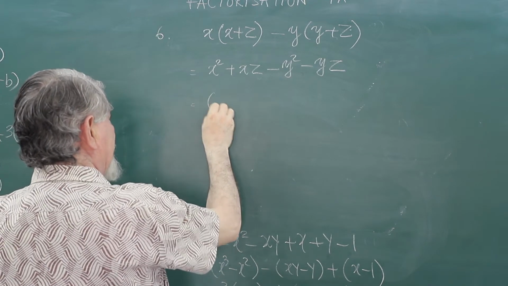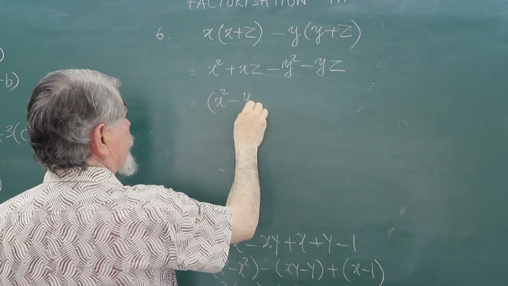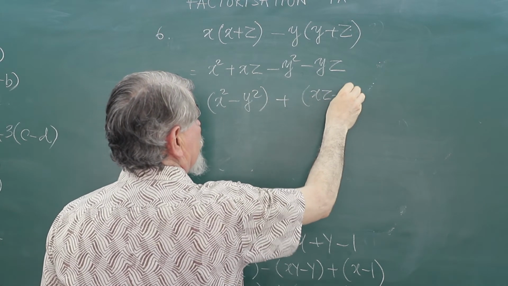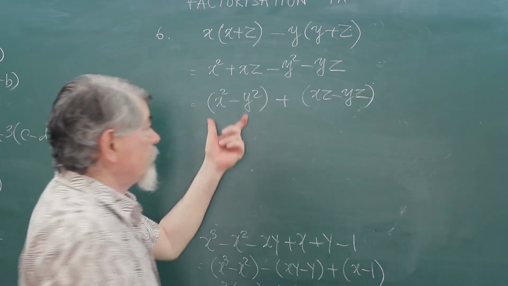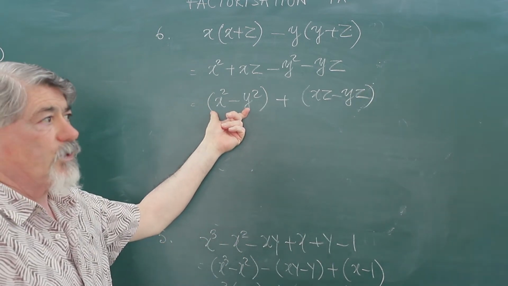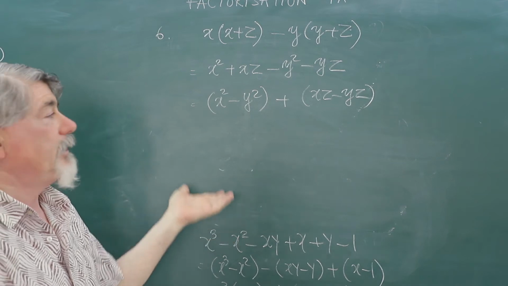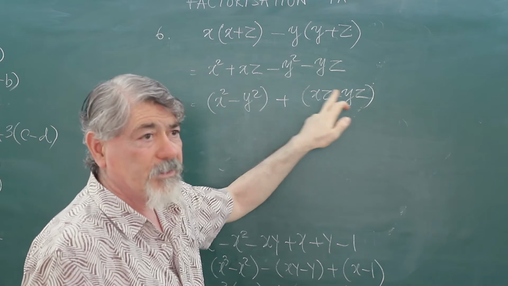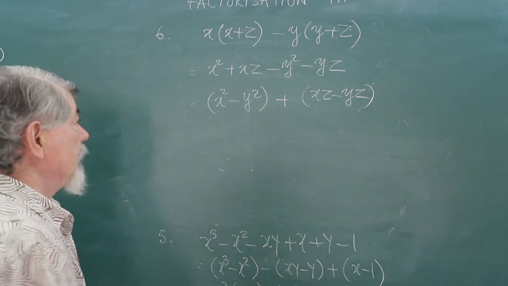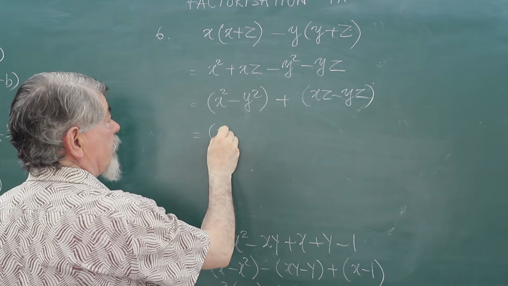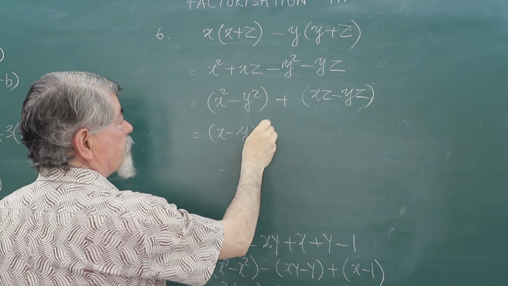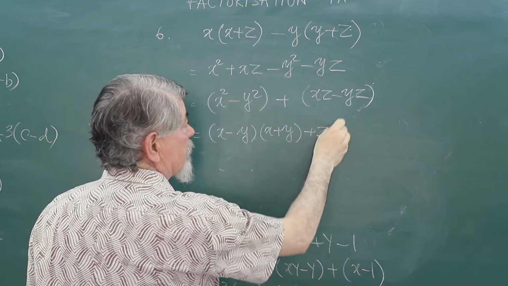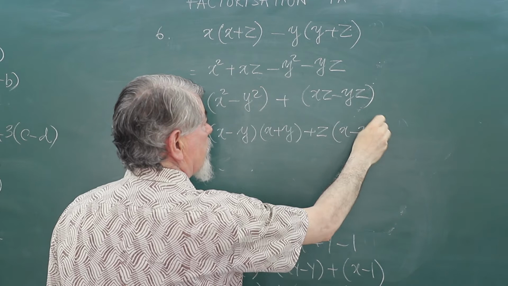So what I do is I combine x squared minus y squared, I'll tell you why I combine that, and xz minus yz. Because x squared minus y squared is a difference of squares, I can factorize it as a plus b, a minus b. And out of xz and yz, I can see z is common, so x minus y will be left. So the factors of x squared minus y squared are x minus y, x plus y. And out of this, I can take out z common, so x minus y.